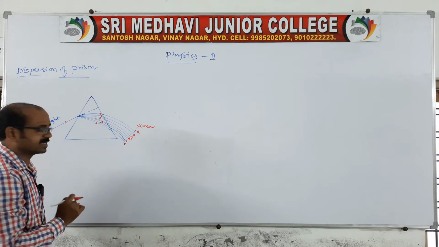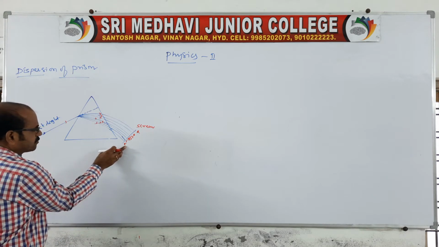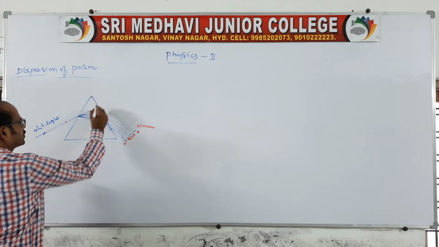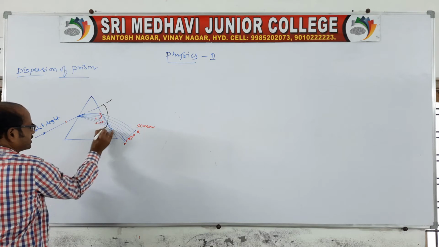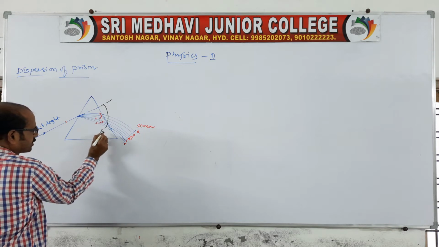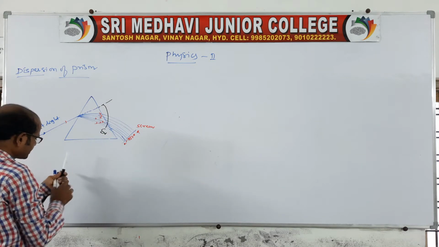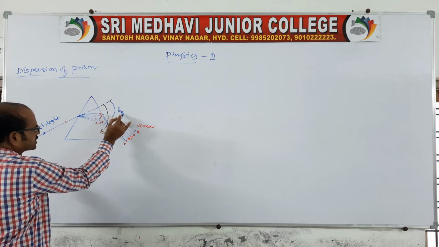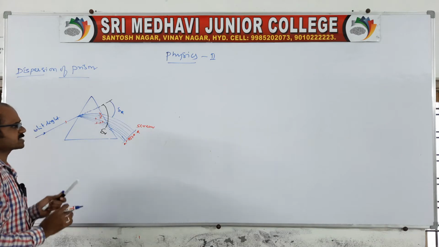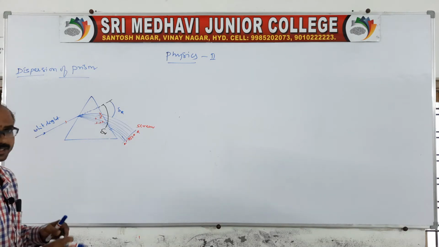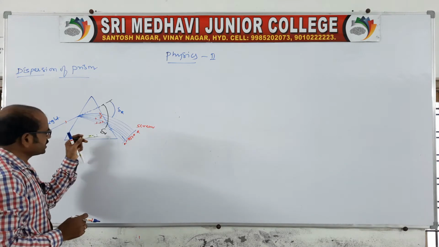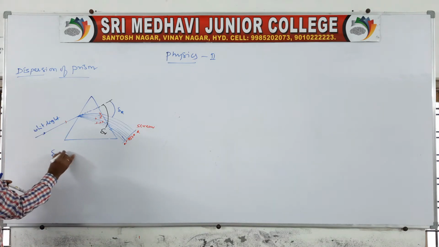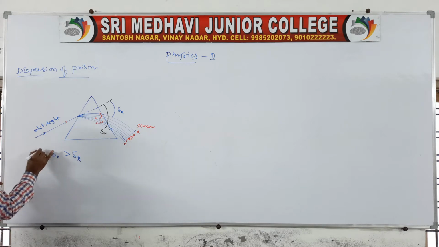Remember, the violet color takes more deviation. Suppose you take it like this: this is the deviation for violet, and another color is red, and here is the red color deviation. The remaining colors are adjusted between violet and red. Of course the deviation for violet is more. Here you write: deviation of violet is greater than deviation of red color, first point.